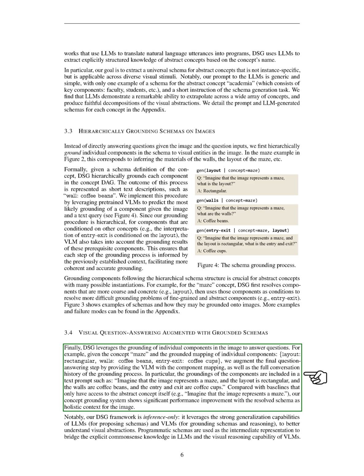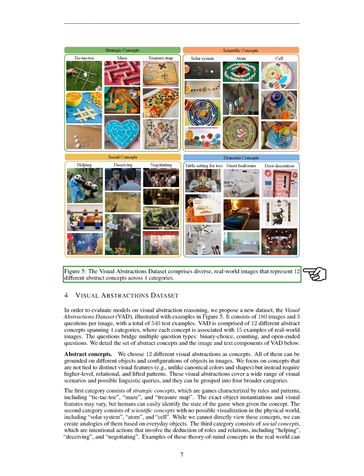capabilities of VLMs. To evaluate models on visual abstraction reasoning, we introduce the Visual Abstractions Dataset, VAD, which includes 180 images and 3 questions per image, totaling 540 test examples. This dataset features 12 different abstract concepts across 4 categories, with each concept linked to 15 real-world image examples. The questions cover various types, including binary choice, counting, and open-ended questions.